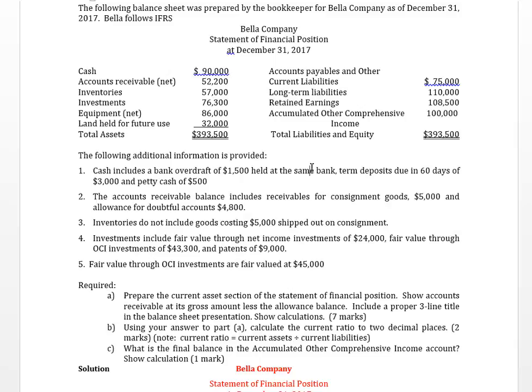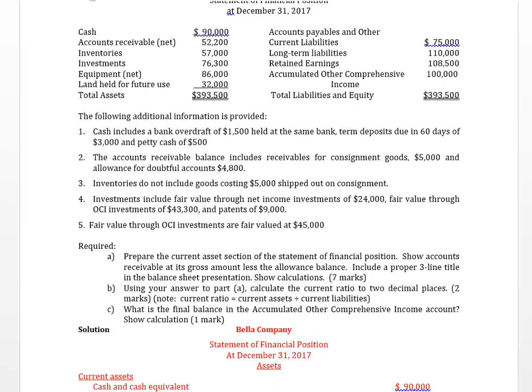You also notice here that if you look down, you had item number 5 where the fair value through OCI investments were valued at $45,000, which we had in one of the previous quizzes as well. So you had to think about how you would handle that, similar to what we did in a previous version. But in any case, you still had the same required. You had to prepare the statement of financial position current assets section.